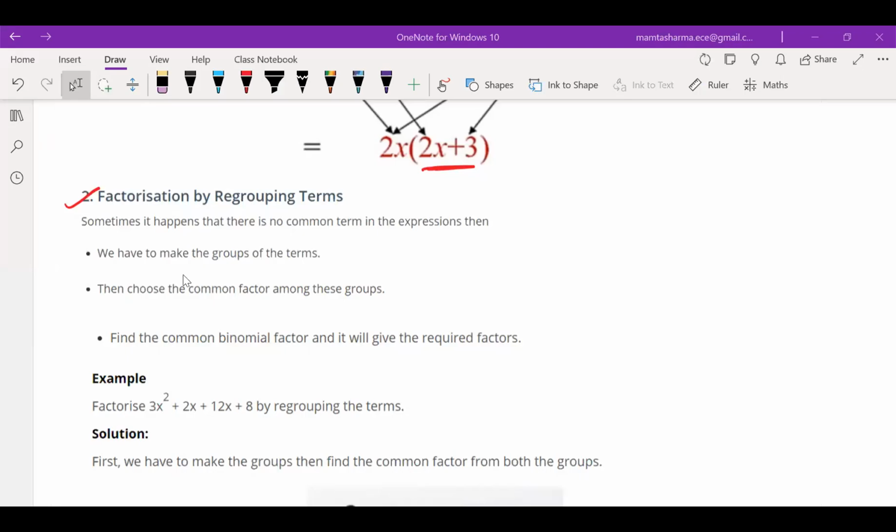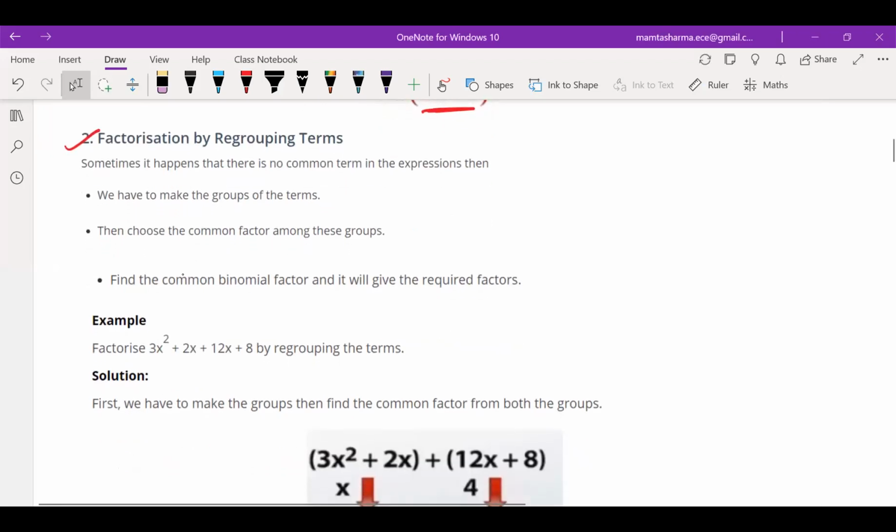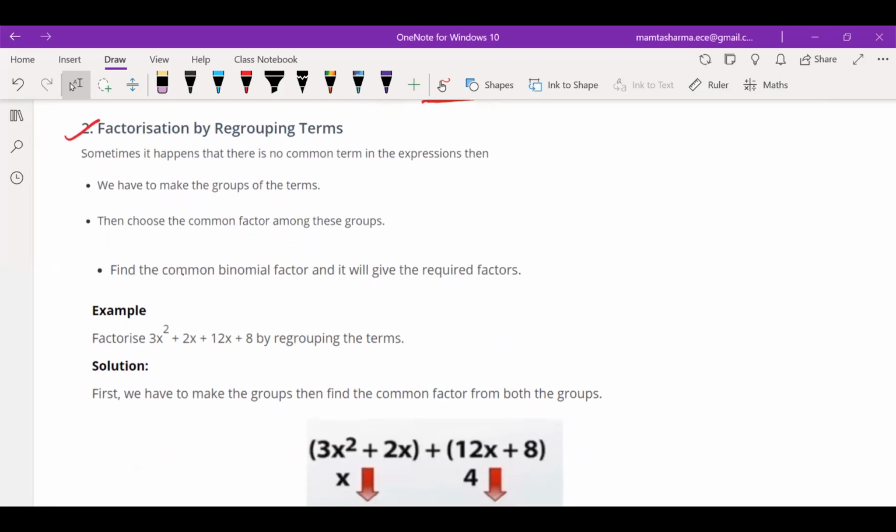Second method is factorization by regrouping. How will you solve? By using this method, we have to make the group. Here we have to make the group of the terms. Then, ma'am, is it like regrouping? Yes, it is regrouping only.